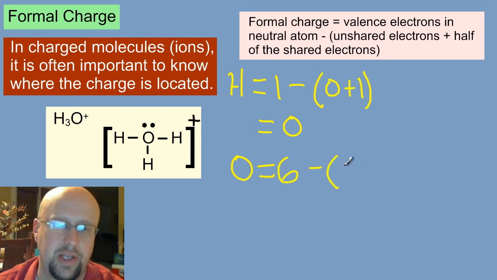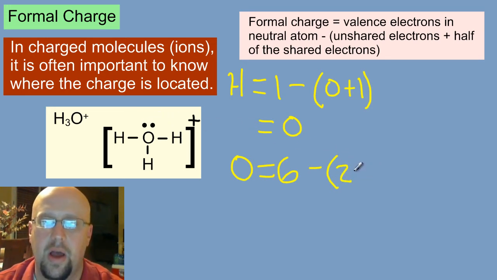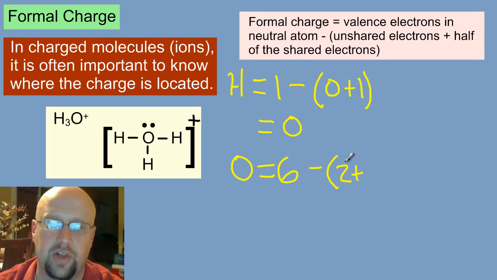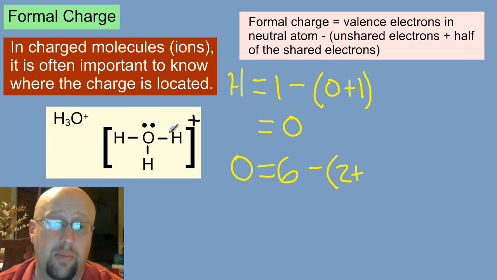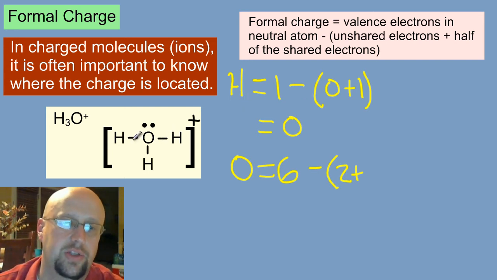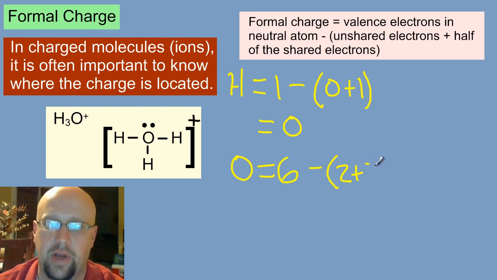There are 2 right there, so that's 2, plus half of its shared electrons, or you could also state that and just say, or plus the number of bonds. So in this case, it would be 1, 2, 3, okay? So there's 6 shared electrons, half of that would be 3. So 6 minus 2 plus 3, or 6 minus 5, that means that the oxygen has a +1.